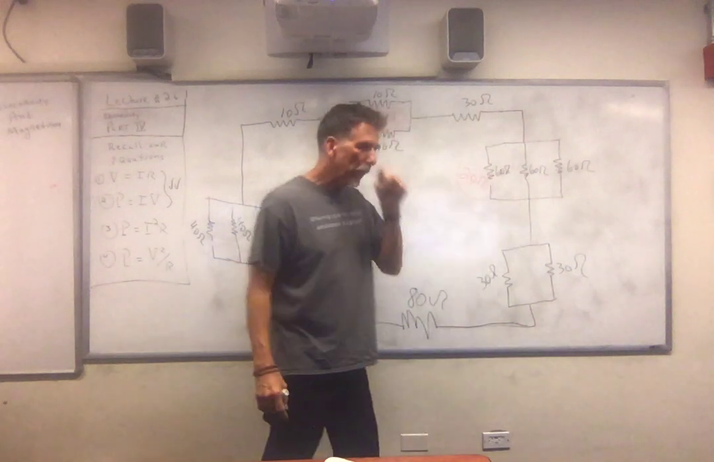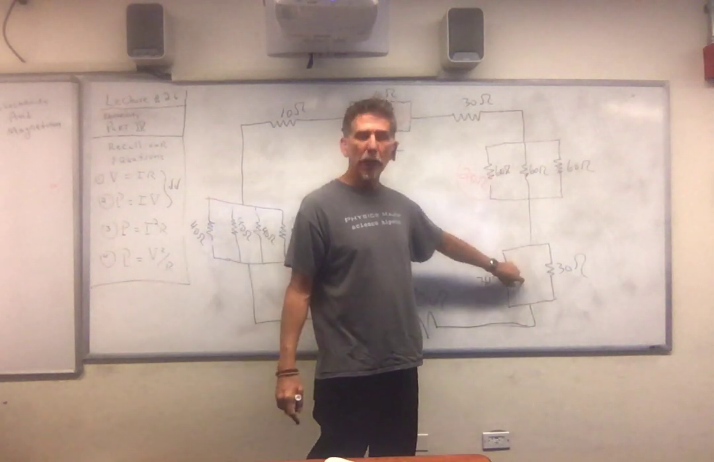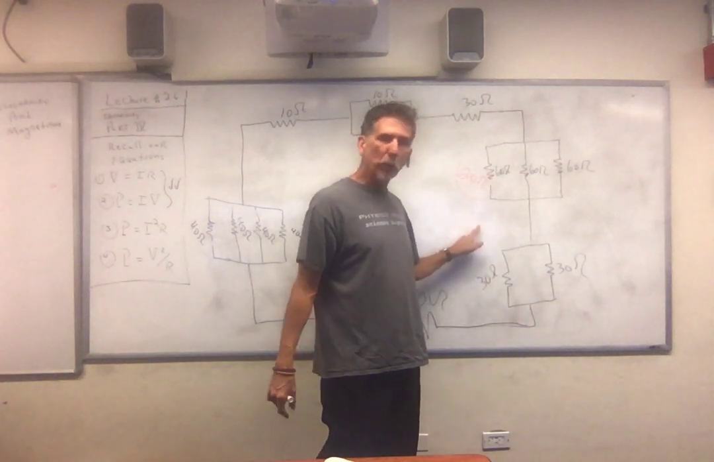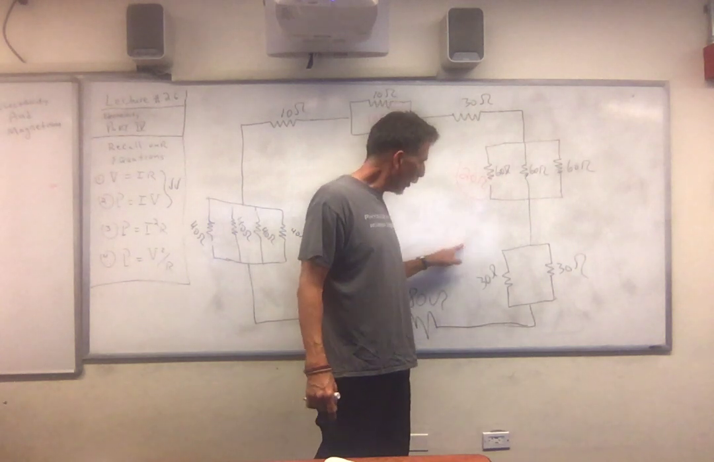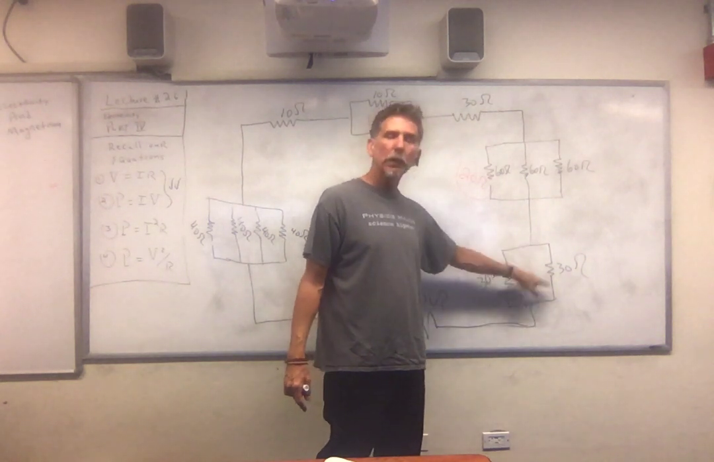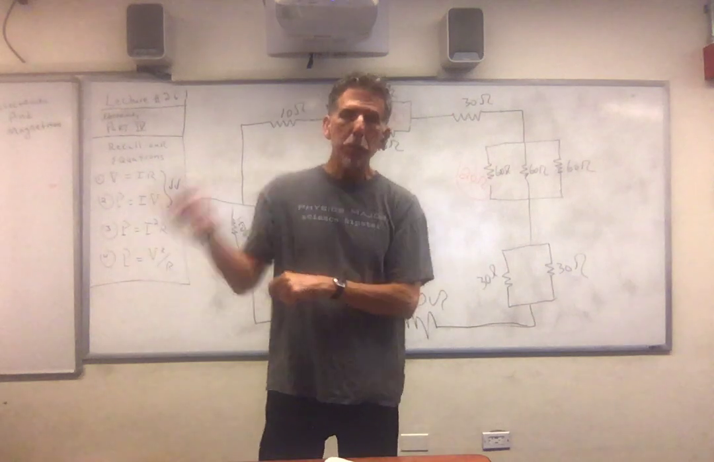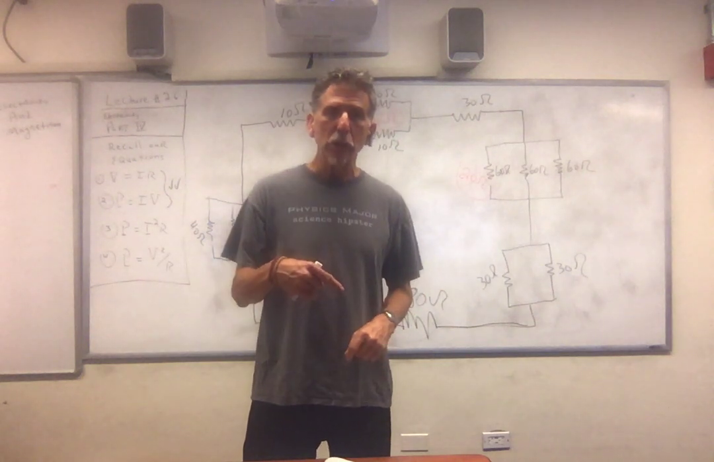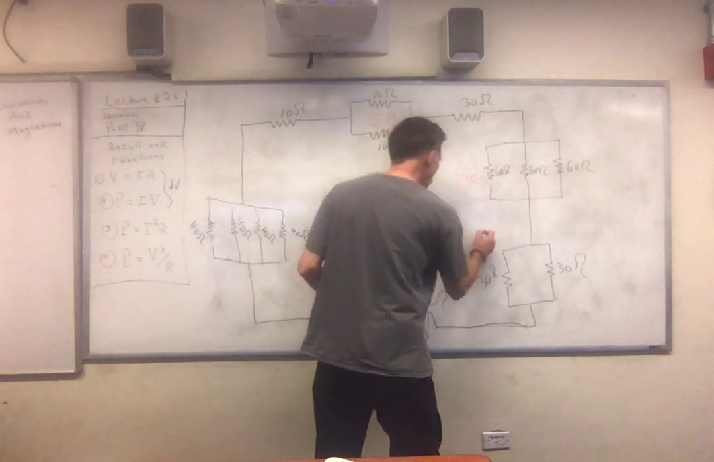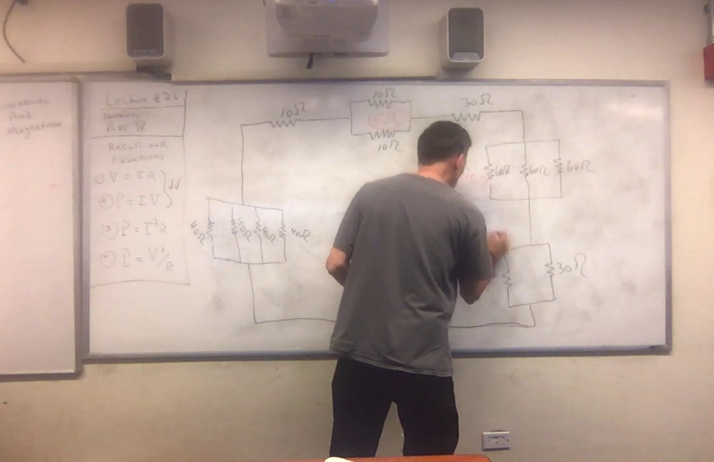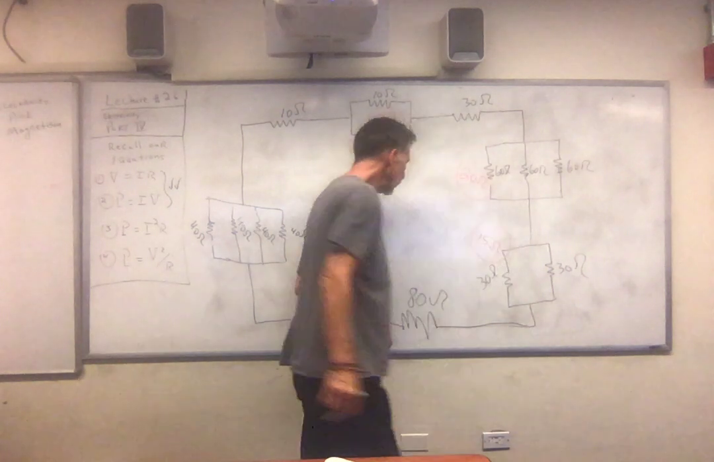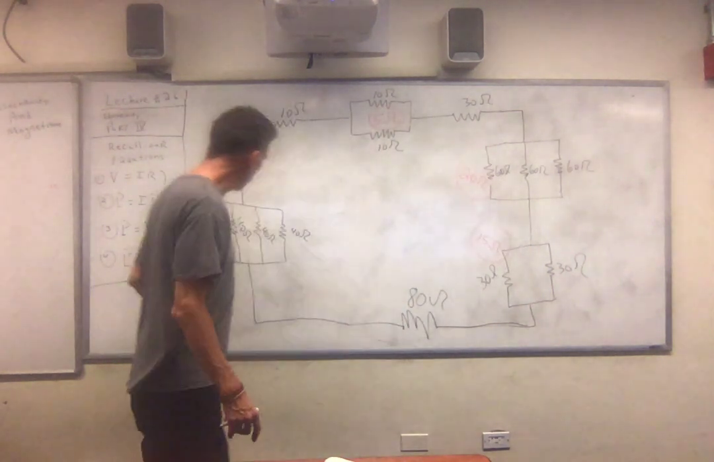You getting the game? You catching on? All right, you do this now. Do it quick. 1 over R equivalent is what? 1/30th plus 1/30th is 2 over 30. Flip it. 30 divided by 2 is 15. So this is 15 ohms. Good? This is okay, 80 ohms.